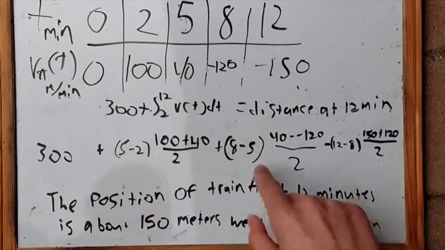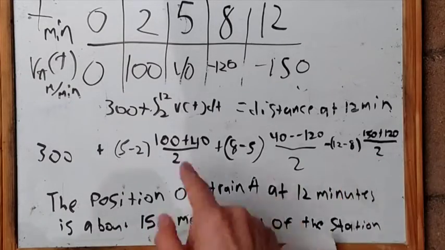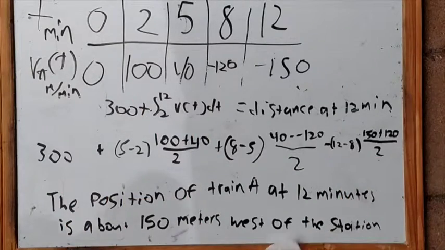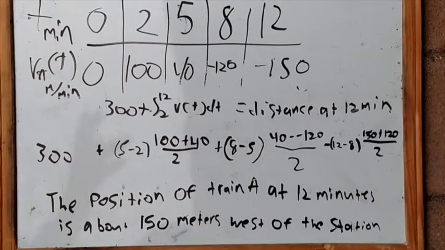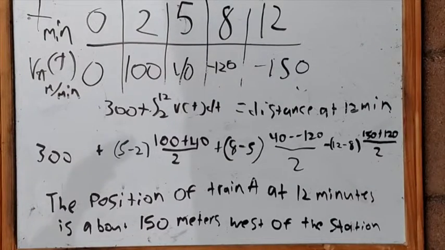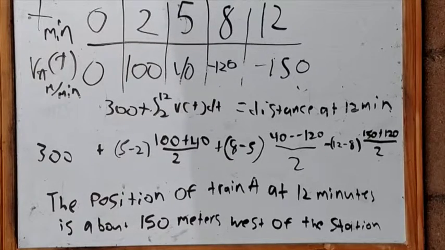And so you add all this up. This ends up being negative 450. This ends up being 300, obviously, which means that it would go negative 150 meters to the left, or pretty much, yeah, to the left of the station, which is going west instead of east. So you would say the position of train A at 12 minutes is about 150 meters west of the station.